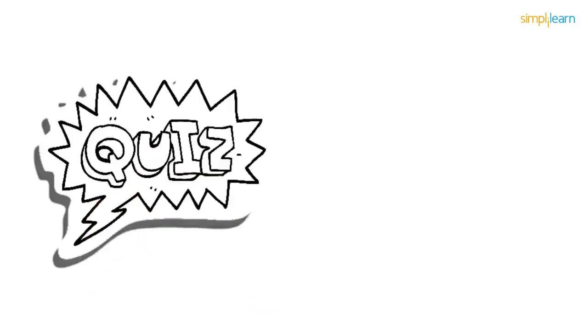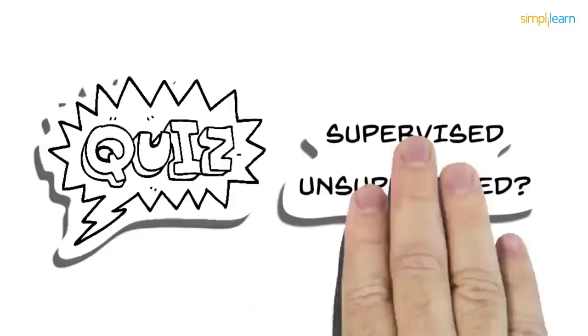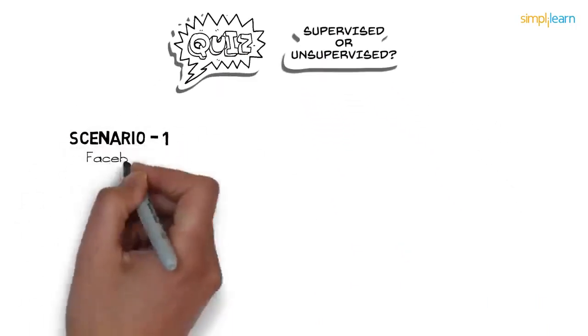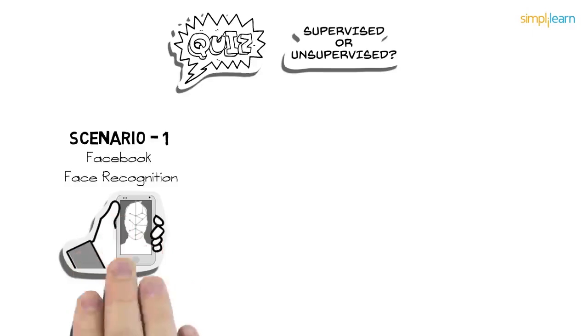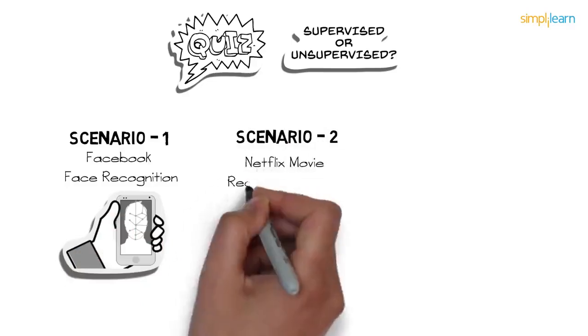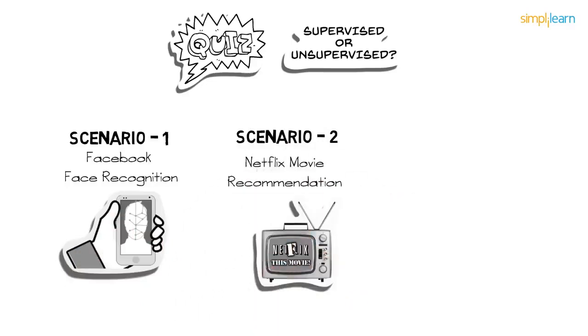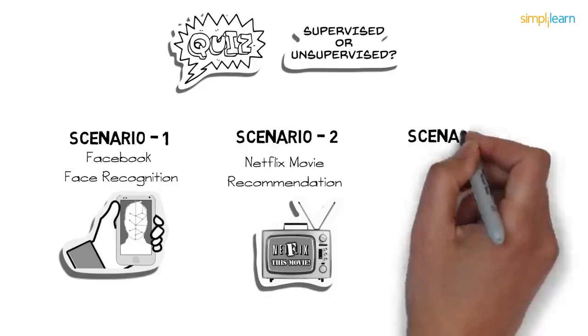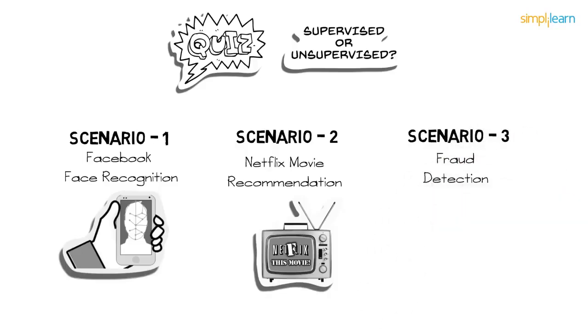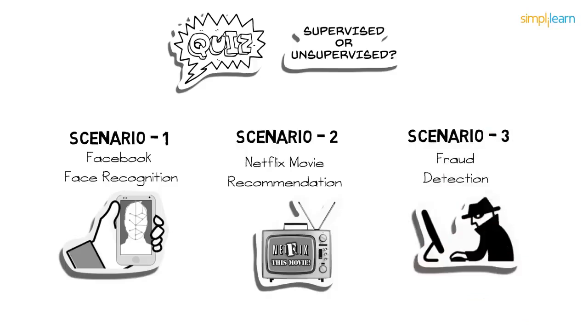You have to determine whether the given scenarios use supervised or unsupervised learning. Simple, right? Scenario 1: Facebook recognizes your friend in a picture from an album of cat photographs. Scenario 2: Netflix recommends new movies based on someone's past movie choices. Scenario 3: Analyzing bank data for suspicious transactions and flagging fraud transactions. Think wisely and comment below your answers.